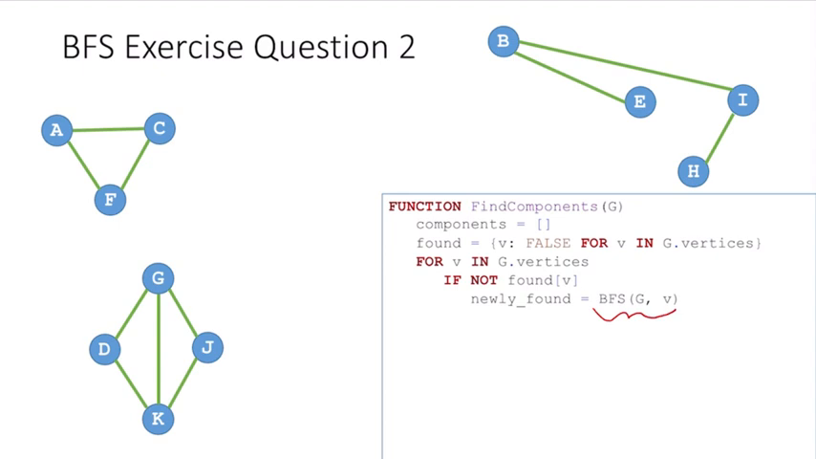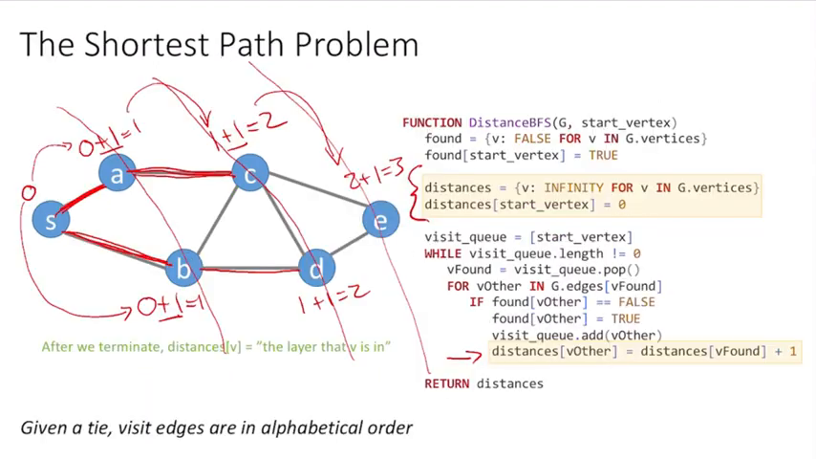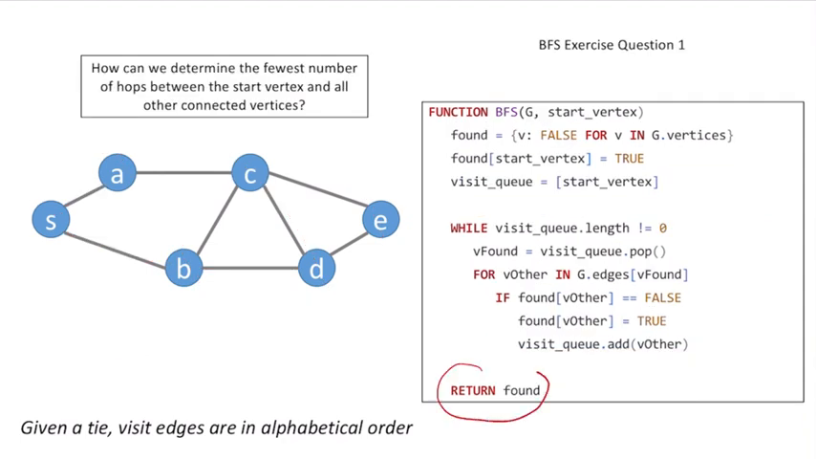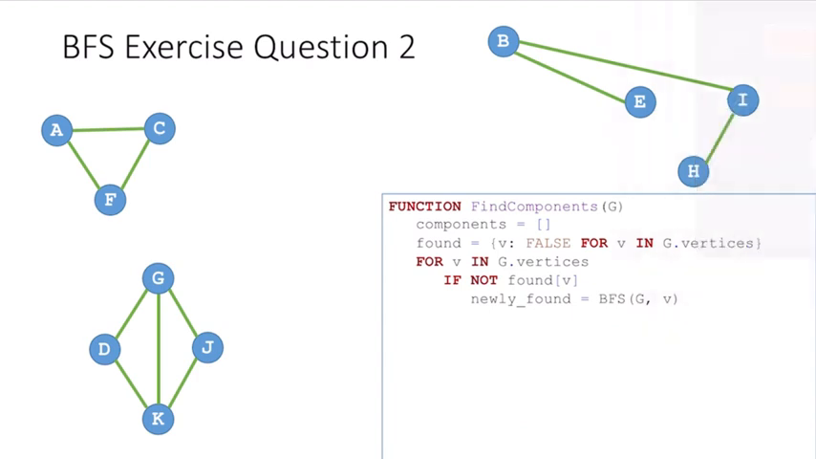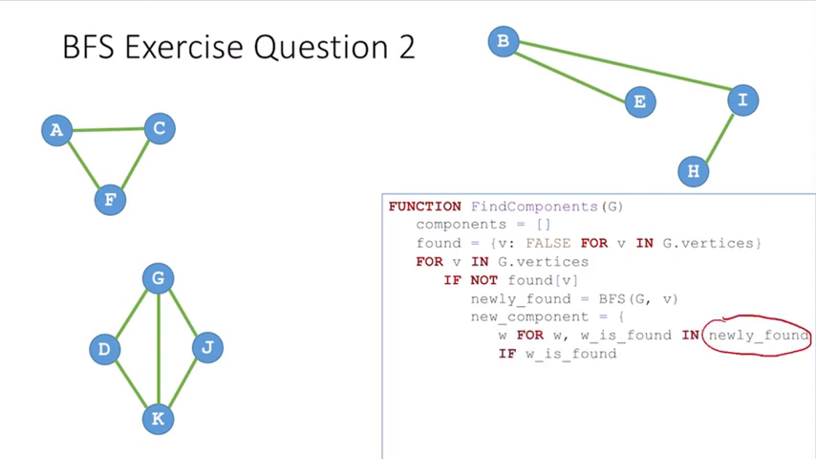And breadth first search here has been slightly modified from before in that it's actually going to return the vertices that have been found. So before we were returning distances, and then before that we were returning the ones that are found. We're back to this version, not the distances version. So we call breadth first search on each vertex if it's not already been found. And we're going to create a new component by just looping over these newly found vertices and just adding those into a set here for this current iteration.